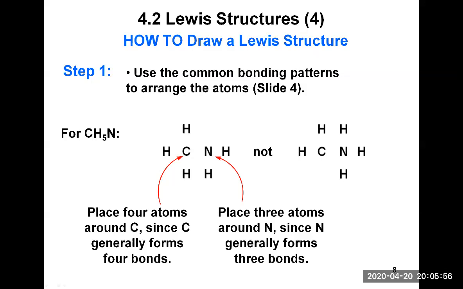And so that's why, in the case of CH5N, you would place carbon and nitrogen in the center and give 1 more hydrogen to the carbon than to the nitrogen. You don't want to do the reverse and give more hydrogens to the nitrogen. That would not make sense because nitrogen can only make 3 bonds. Carbon, on the contrary, can make 4 bonds, so you can give it 4 atoms around it.